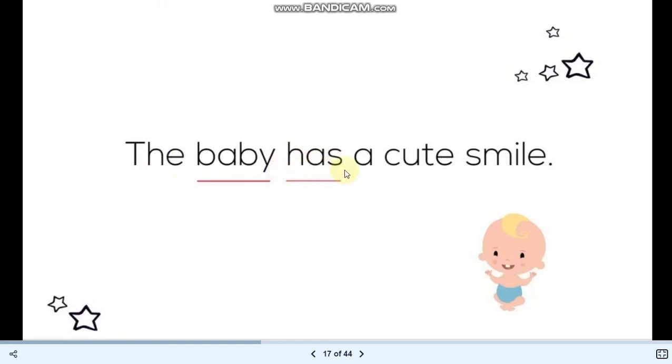Usually I am seeing you guys being confused about when to use has and have. You always say the baby have. No, the baby is just one person, so it should be using the verb has, not have. But when I say the babies, it should be have, not has, okay? Because we're talking about plural nouns, no more singular. But here, the baby has a cute smile. So we're just going to be using has.